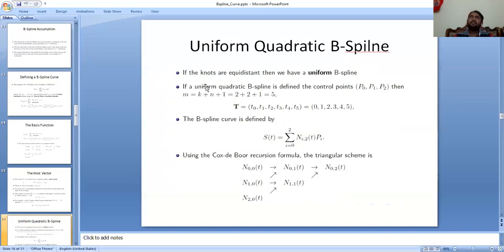So the B-spline curve, as I have told you, is defined by 2 factors. The first one is the basis function and the second one is P_i.